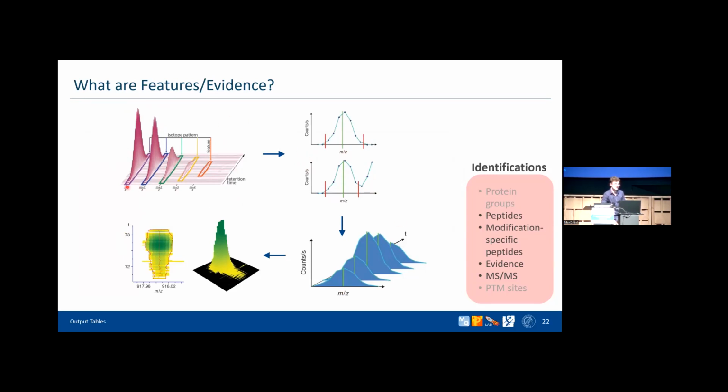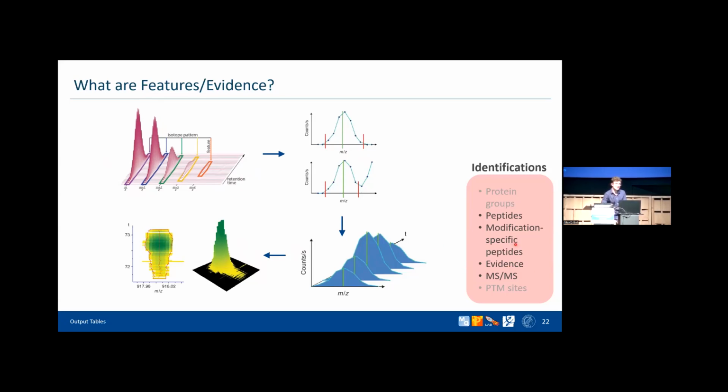Basically we have this mass to charge over retention time three-dimensional plot, where the z-axis is then intensity, and we have these three-dimensional peaks. We have this isotope pattern here and distribution over retention time. Then we identify the peaks, we align them and so on, and in the end we get one of these nice three-dimensional peaks. We call one of these a feature. And again, if this feature contributes to identification, then we call this evidence.